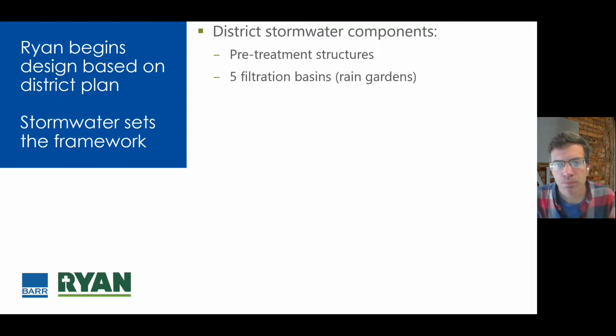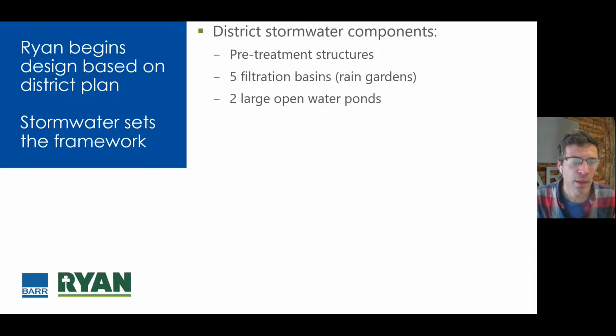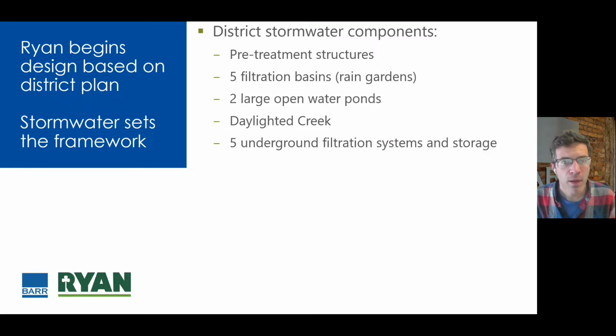And ultimately, we designed a number of different components, several large pretreatment structures, 5 large filtration basins or rain gardens using an iron enhanced sand filtration mix, 2 large open water ponds, a daylighted creek section that also had a rate control component to it, 5 underground filtration systems and storage units.